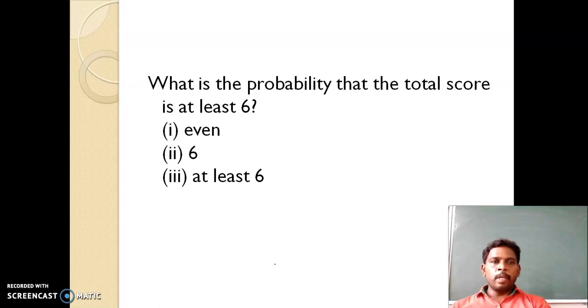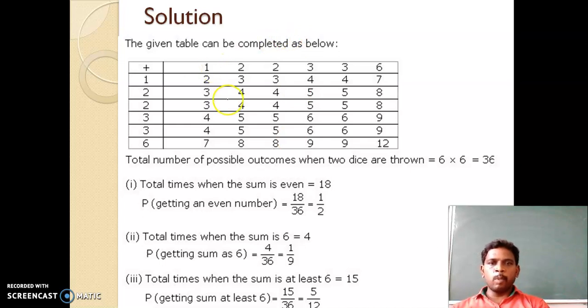What is the probability that the total is at least 6? Here at least 6 is already given as the third subdivision, so no need to consider it here. The 3 subdivisions given here are even number, exactly the number 6, and at least 6. So let us see one by one. After completing, you will get this table. Now from the table we are going to answer this. The first question is even number, right? So how many even numbers are there inside it? Just count it and write it.